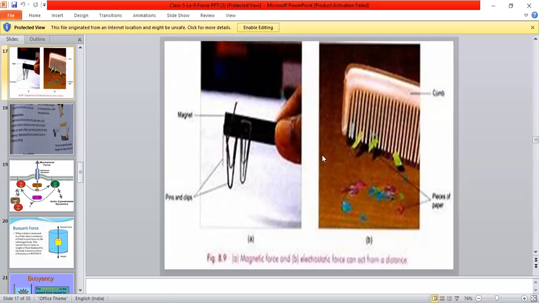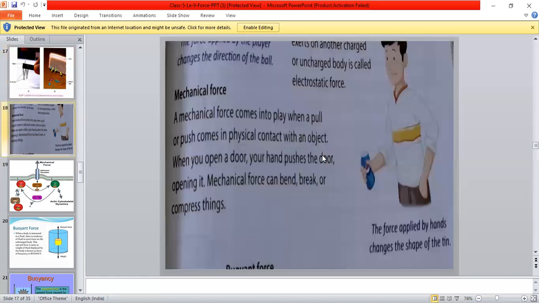Next we are going to see about the mechanical force. Now what is a mechanical force? This is a force in which we come in contact with the object. Okay? Where we physically touch the object.